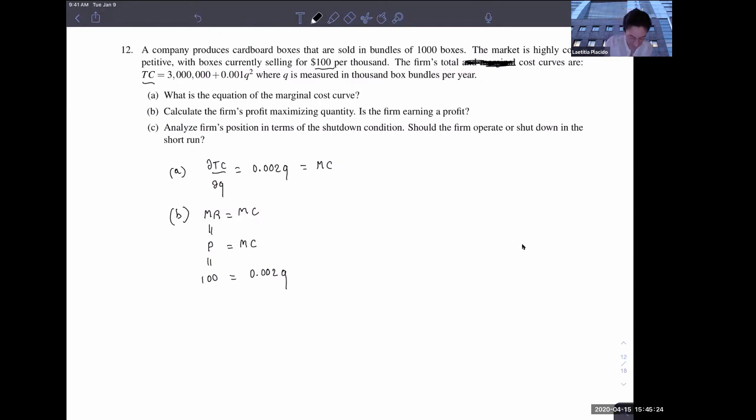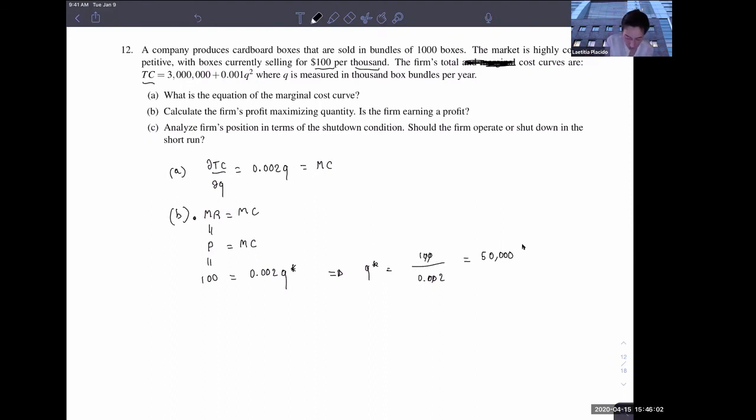All right. So if you rearrange this equation, you will end up with Q star equals 100 over 0.002, which is 50K. Okay, because everything is in 1,000 here. All right, so we have the optimal quantity here. Now the question is, is the firm earning a profit?